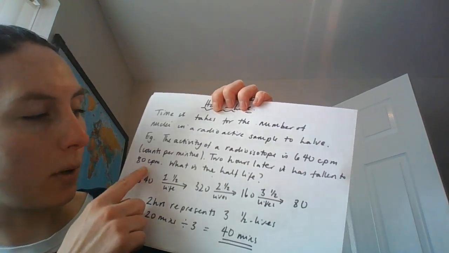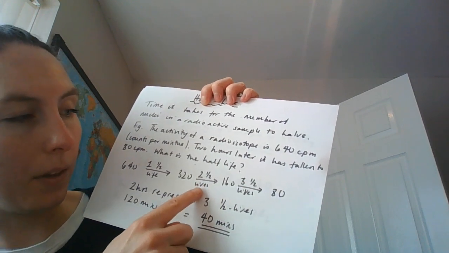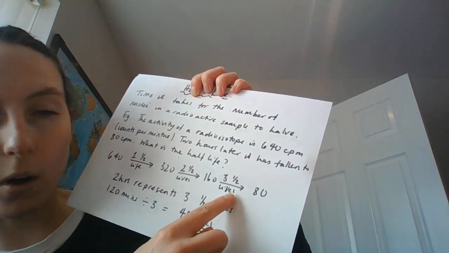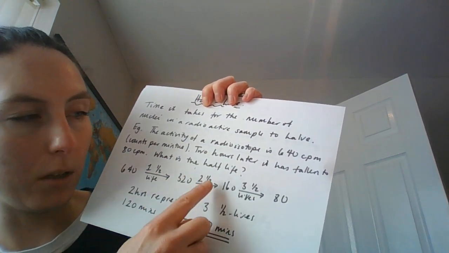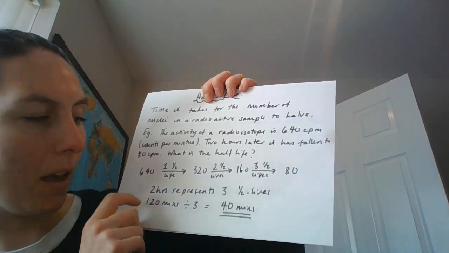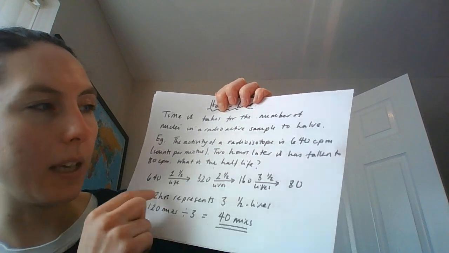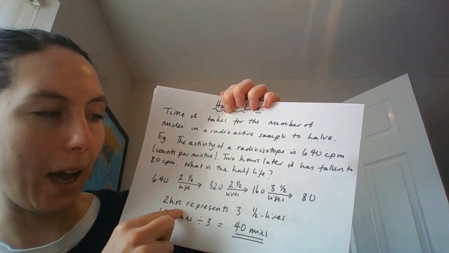Now let's do it again because we're not at our target of 80 here. So we're going to have another half-life pass. That will take us to 160, and 1 more half-life takes us to 80. How many half-lives have there been? 1, 2, 3. Count the arrows there. So you can see that we have 3 half-lives, and that is taken a total time of 2 hours.